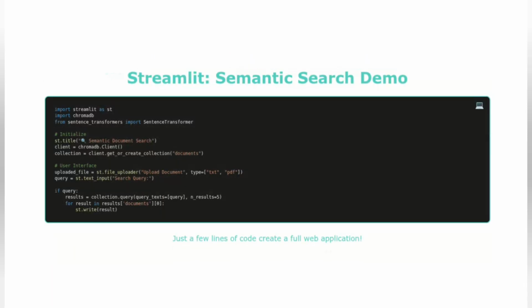Let me show you a real example. This is a semantic document search application built with Streamlit and ChromaDB. We start by importing our libraries and setting up the page config. Then we initialize our ChromaDB client and collection. The beauty of Streamlit is in these simple components: st.title, st.file_uploader, st.text_input. They create a full web interface with just a few lines of code. The real magic happens in our search function. We convert the user's query to embeddings, search our vector database, and return the most relevant results. Streamlit handles all the web server complexity for us.